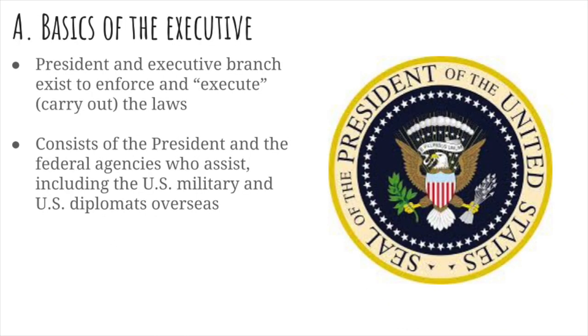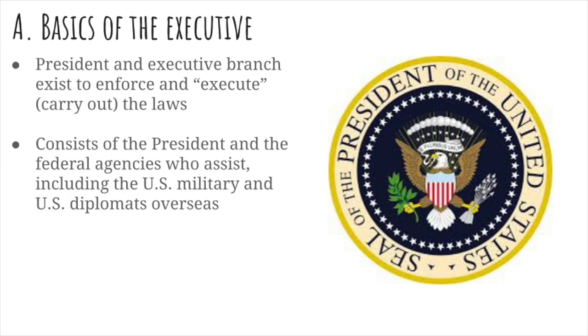So we'll begin with the basics of the executive. Now, it's important to note that the president wears many hats, and the first hat that the president wears is as chief executive. And the president is largely charged with enforcing or executing the law. One simple way to remember the three branches of government is the legislative branch makes laws, the executive branch executes or enforces the laws, and the judicial branch judges the laws.